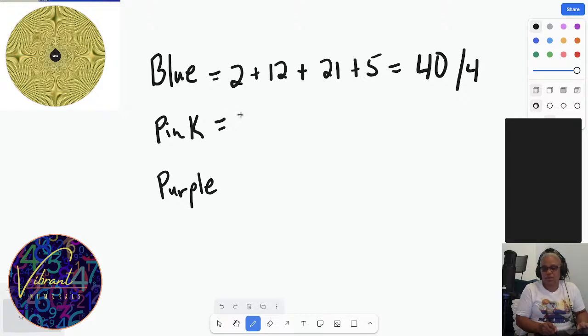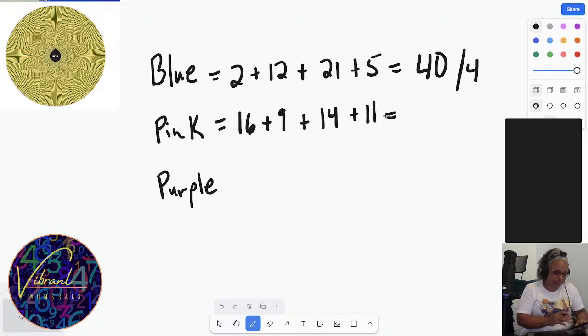So then for pink, we have 16 plus 9 plus 14 plus 11. And so then that one is 50. And what's interesting about 50 is it's also the numeric vibration of the word joy. There's another 5 again. Oh, I'm not doing division. I forgot to put the 5 in there.